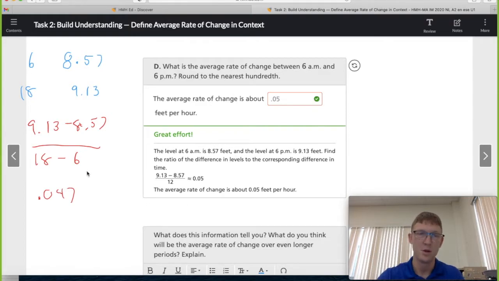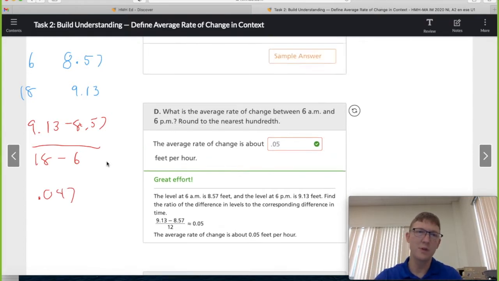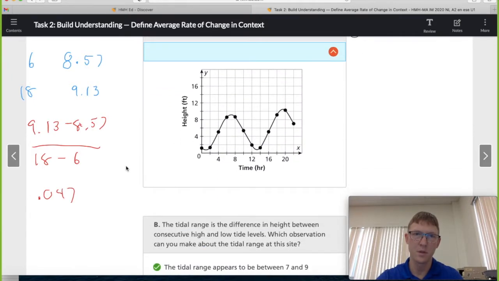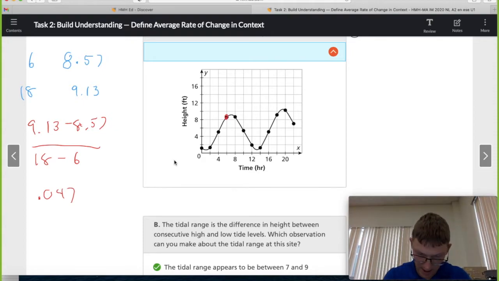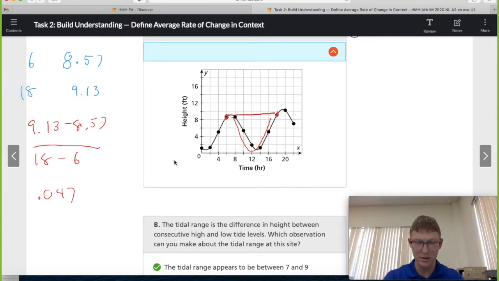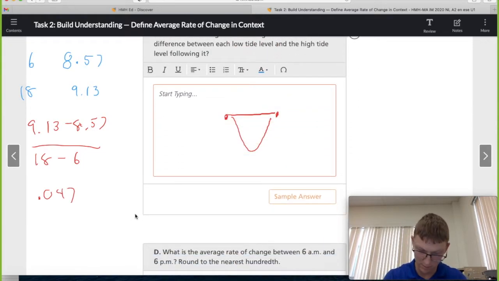Yay! So notice how the average rate of change, if we come back up here, between 6 a.m. and 6 p.m. is not that much. Even though it goes all the way down and then comes all the way back up, the average rate of change is going to be just that straight line. It doesn't matter what happens in the middle, it matters where it ends.